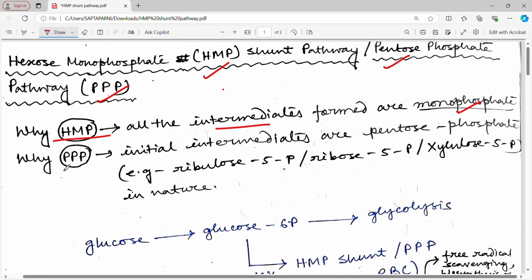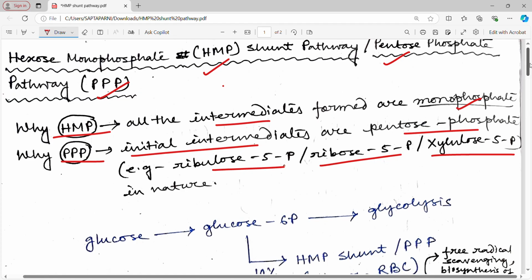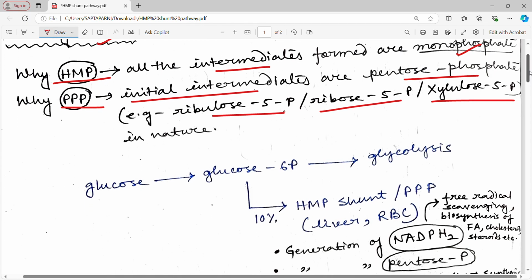Now, why is it called pentose phosphate pathway? Because the initial intermediates are pentose phosphate in nature in this pathway. What are those intermediates? Like ribulose 5-phosphate, ribose 5-phosphate, xylulose 5-phosphate. Those are all 5 carbon containing pentose phosphates. That is why this pathway is also known as pentose phosphate pathway or PPP.